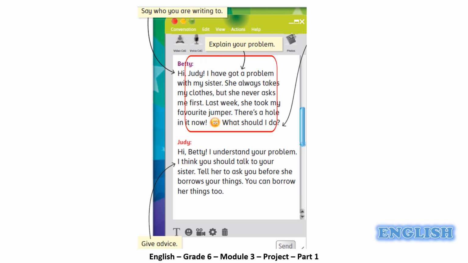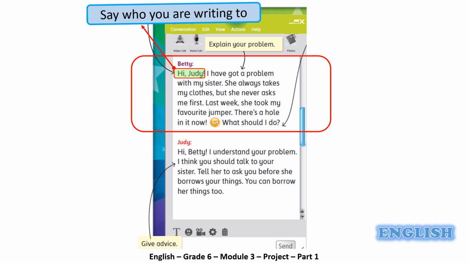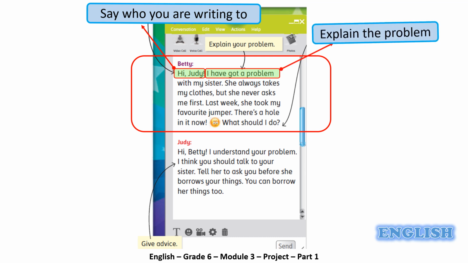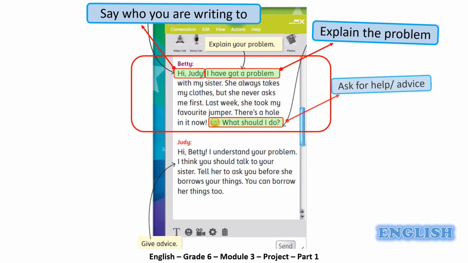Let's start analyzing this text message. To write a text message like this, you need to start with hi and the name of the person who will receive the message in order to say who you are writing to. After that, if you are writing a text message to explain a problem and ask for advice, you need to write a phrase like this: I have got a problem, in order to explain the problem after this phrase. And at the end of the text message, after you explain your problem, you may write a phrase like, what should I do? In order to ask for help or ask for advice.